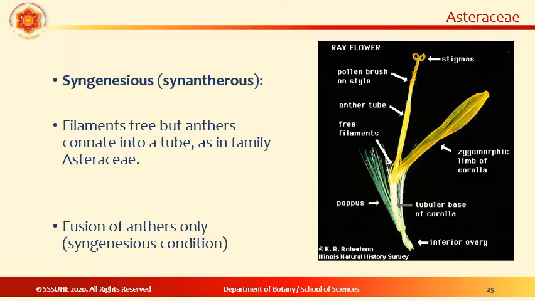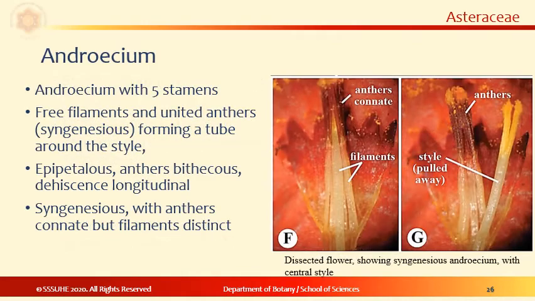When the anther filaments are free but the anthers are connate, together in a tube, this condition is called syngenesis or synanthrous. This is common in Asteraceae. The androecium has 5 stamens. They have free filaments and united, connate anthers, and this forms a tube around the style. They are epipetalous, anthers are bithecal, and the dehiscence is longitudinal.